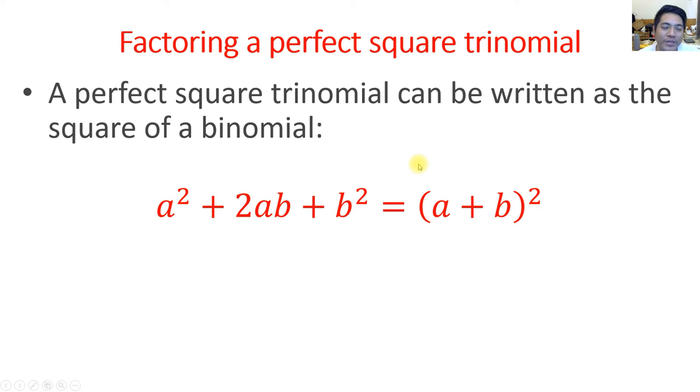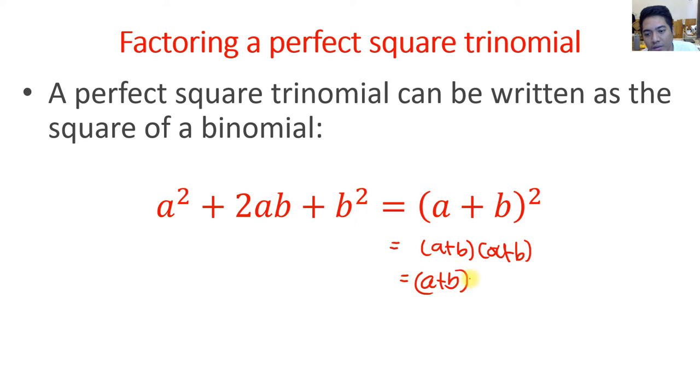Factoring a perfect square trinomial. A perfect square trinomial can be written as the square of a binomial, wherein a squared plus 2ab plus b squared equals the quantity a plus b, squared. So, that is the perfect square trinomial, which we can rewrite as the square of the binomial. If we can rewrite it as a plus b squared, then this is a perfect square trinomial.